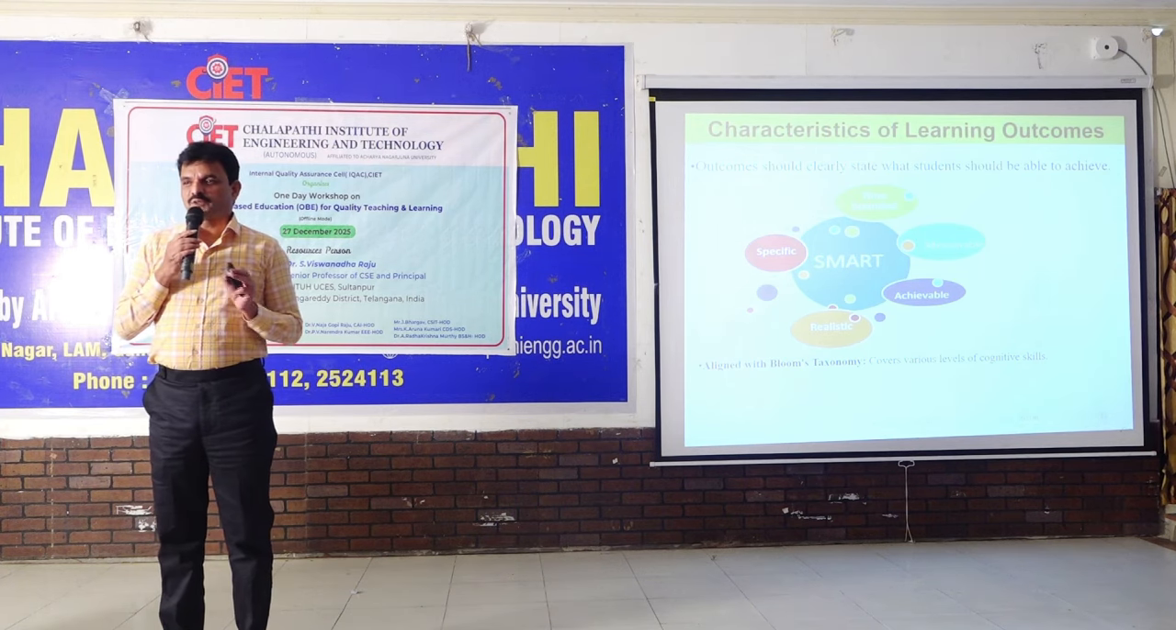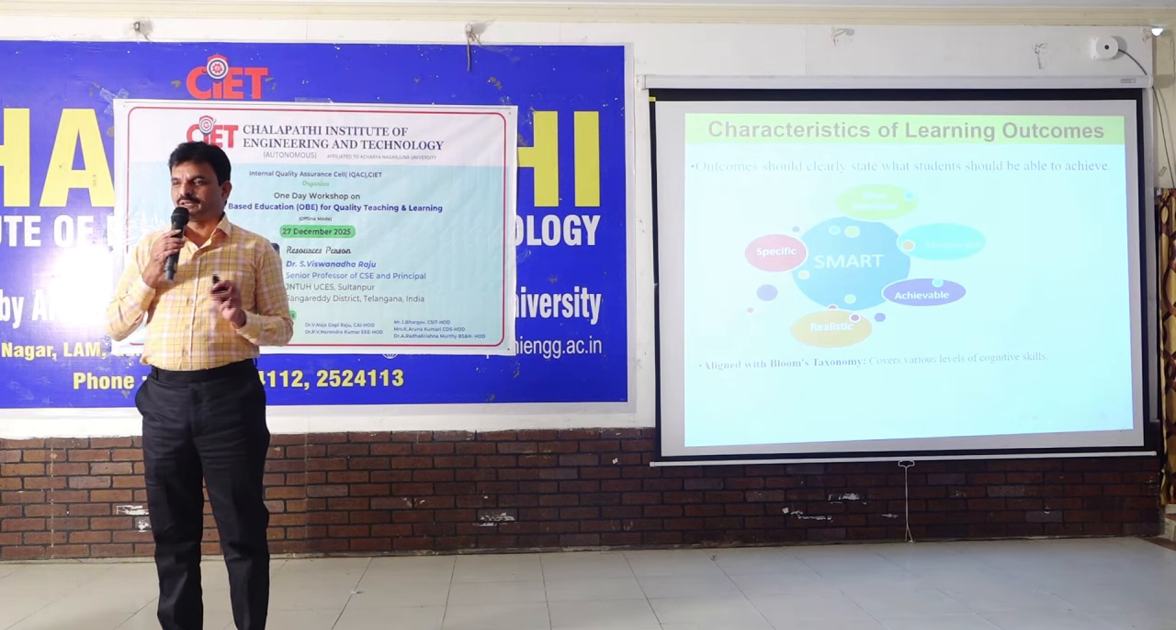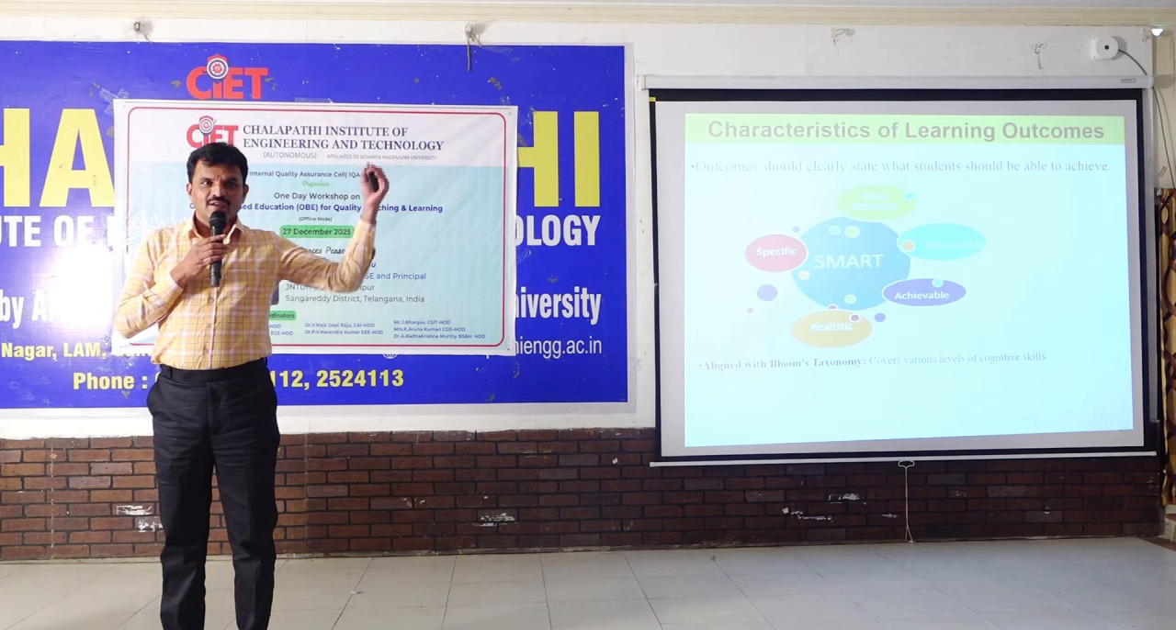Why? Bloom's taxonomy is classified into 3 categories. Do you know that? Yes or no? What are the 3 categories? Cognitive skills, affective domain skills, and psychomotor skills. The cognitive skills are classified into 6. What are the 6? Remembering, understanding, applying, analyzing, evaluating, and creating.